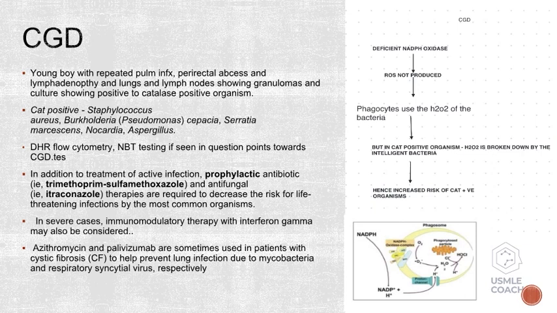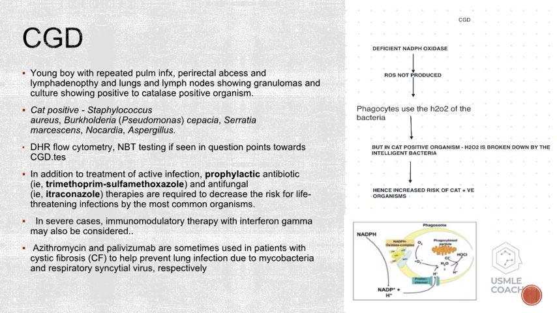Look for positive culture to Staphylococcus aureus, Burkholderia cepacia, Pseudomonas, Serratia marcescens, Nocardia, Aspergillus. Look for negative NBT and DHR flow tests, which point towards CGD. Prophylactic antibiotic, i.e., trimethoprim-sulfamethoxazole, and antifungal, i.e., itraconazole, therapies are required to decrease the risk of life-threatening infections by the most common organisms. In severe cases, immunomodulatory therapy with interferon gamma may also be considered.